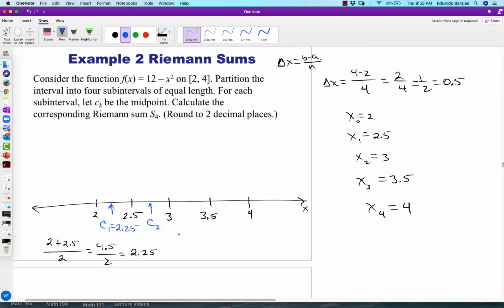C sub 2 is going to be equal to 2.5 plus 3 divided by 2, which gets you to 5.5 divided by 2, which is going to be 2.75. And that's the value of C sub 2, 2.75. Okay, we do the same thing for the others and we start to see a pattern.